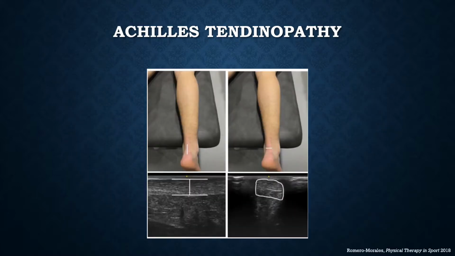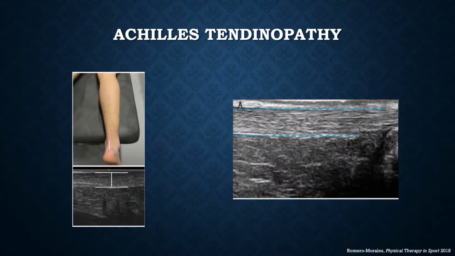Let's start with looking at ultrasound images for Achilles tendinopathy. These pictures are taken directly from an article out of Physical Therapy and Sport that was recently published in December 2018 that compared ultrasound images of Achilles tendon in patients with and without Achilles tendinopathy. In this picture, we can see the transducer placement during ultrasound evaluation of the tendon thickness on the left and cross-sectional area on the right. This shows how a longitudinal image is obtained using the ultrasound transducer.